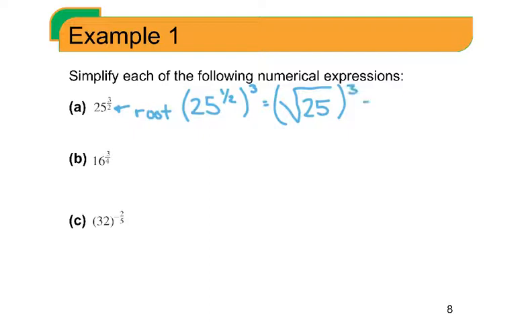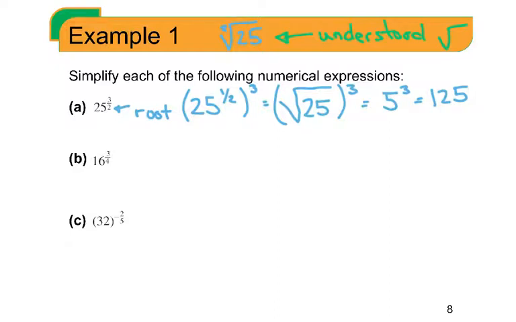What's the square root of 25? That's 5. What's 5 cubed? 125. And of course, we don't put a 2 in here when we have a square root. This is understood. When there is no number there, that's the square root.